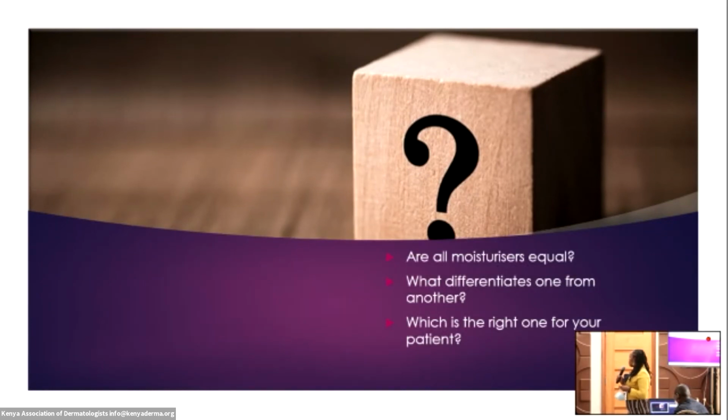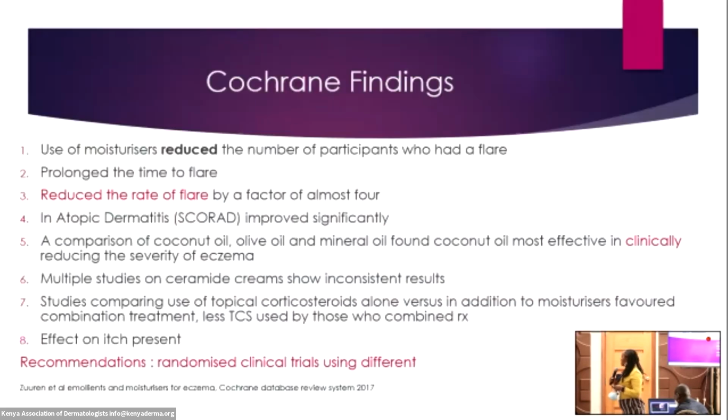So now we just want to answer the question of, are all moisturizers equal, and what differentiates a moisturizer from the other, and which one is the right one for your patient? So according to Cochrane studies, which reviewed multiple studies on emollients, they find that moisturizer use is recommended, and it helps reduce the number of flares. It also helps reduce the amount of topical steroids that are used to manage such patients.